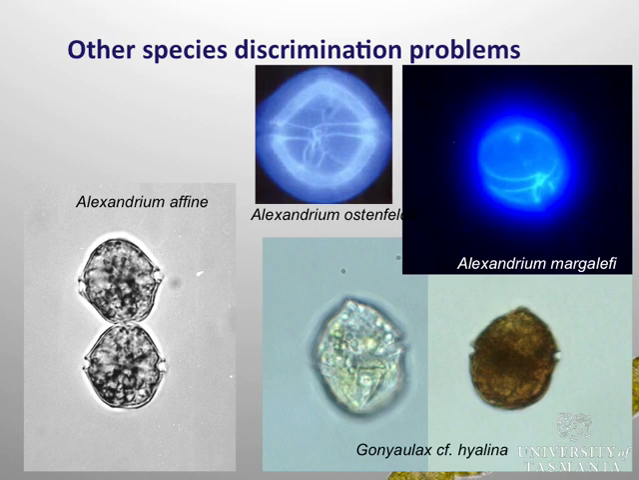I don't think anyone would get this wrong if it was alive, but when you fix it with, in this case, a compound called Lugol's, which is an iodine, you lose any intracellular information, the shape of the cell changes a little bit, and you could easily get it wrong. So this is where incorporating quantitative PCR to just specifically detect and quantify the 3 or 4 problem species we have can make a big difference to the way we detect the organisms that cause these toxin problems.